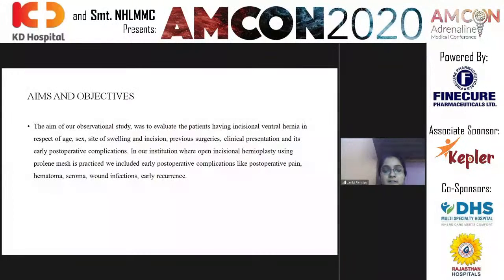The aim of my study is to evaluate patients having incisional hernia with respect to age, sex, site of swelling and incision, previous surgery done, clinical presentation, and early post-operative complications like hematoma, seroma, wound infection, and early recurrence.